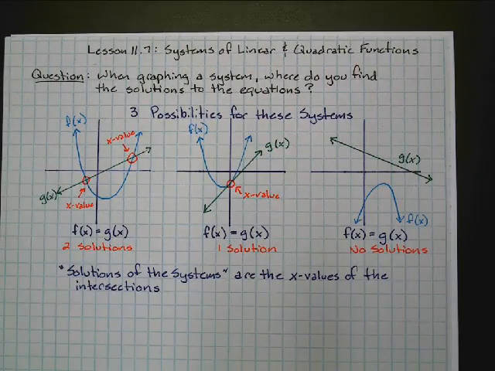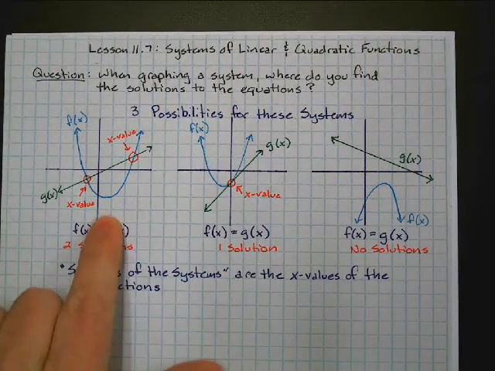But for these systems, one part of the system is going to be a line, and the other part is going to be a parabola. So we've got linear and quadratic. There are three possibilities for how these are going to turn out. Probably the most common possibility is this one right here.